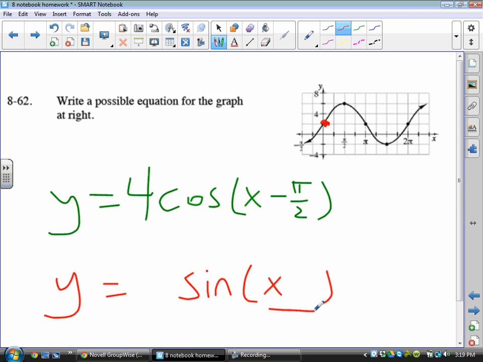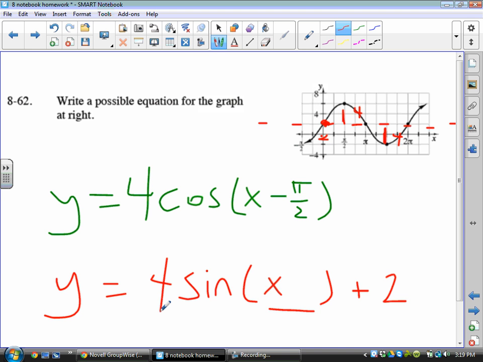But what it did do is it's been shifted up. This is where it's supposed to start, 0, 0, but it's been moved up 2. So this has been moved up 2. Again, we need to think about the amplitude, where the midline is in the same spot. Its amplitude is 4 above. This is a distance of 4. This is a distance of 4. So its amplitude is 4.